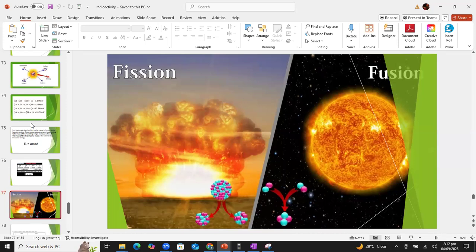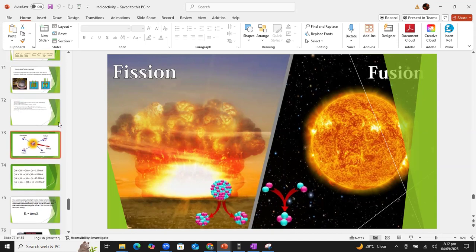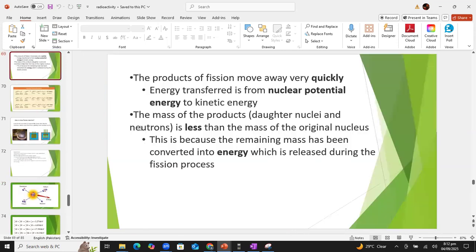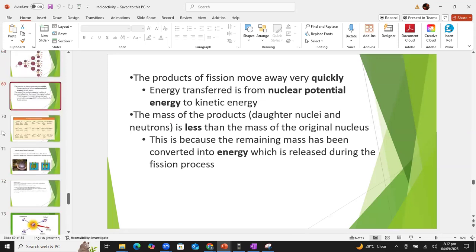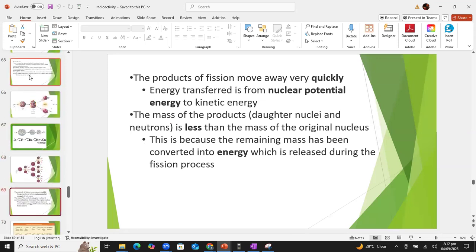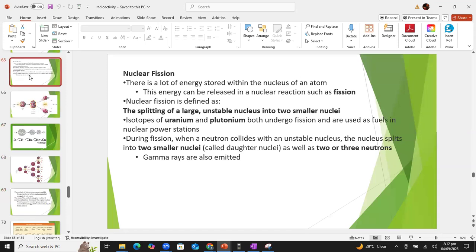Now, students, I have discussed the topic of fission and fusion with you in detail. In fission, one heavy nucleus is split into lighter nuclei, and we are talking about heavy nuclei like uranium and plutonium. They both undergo fission reaction, and they are used as a power source for nuclear power stations. Gamma rays are also emitted in these types of reactions.